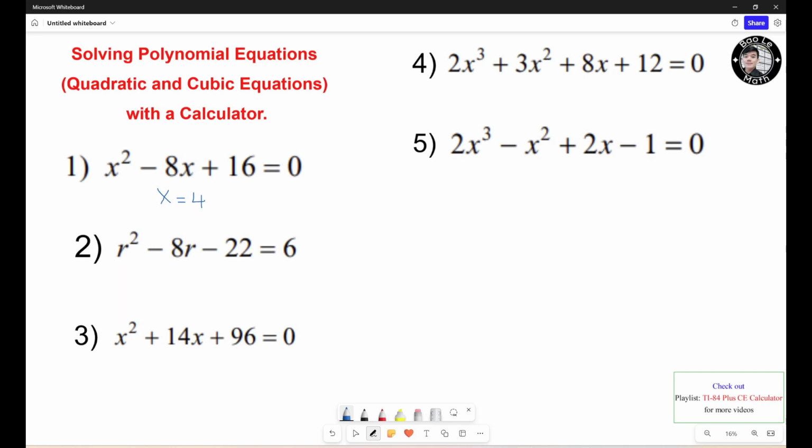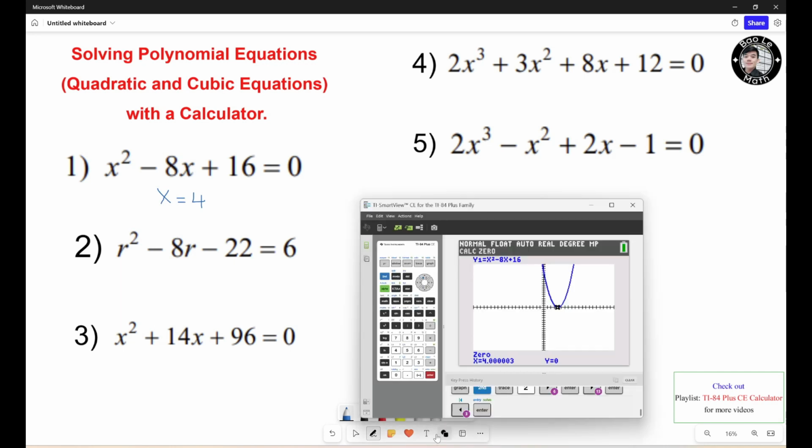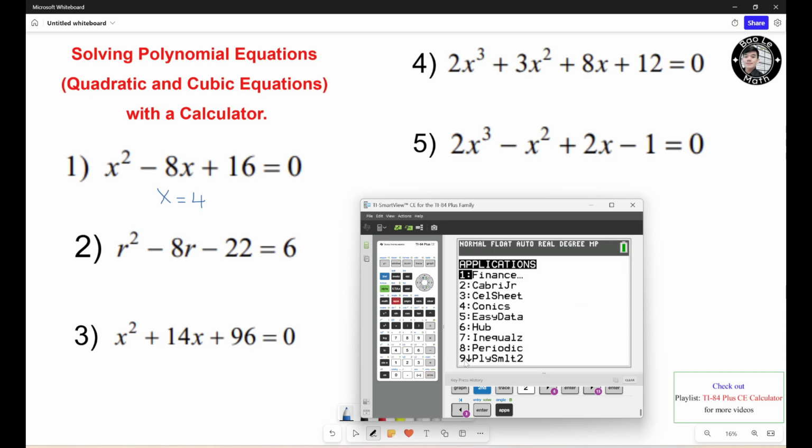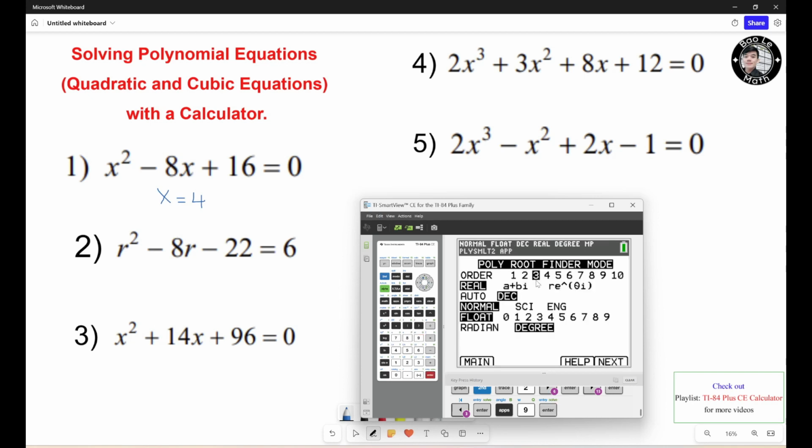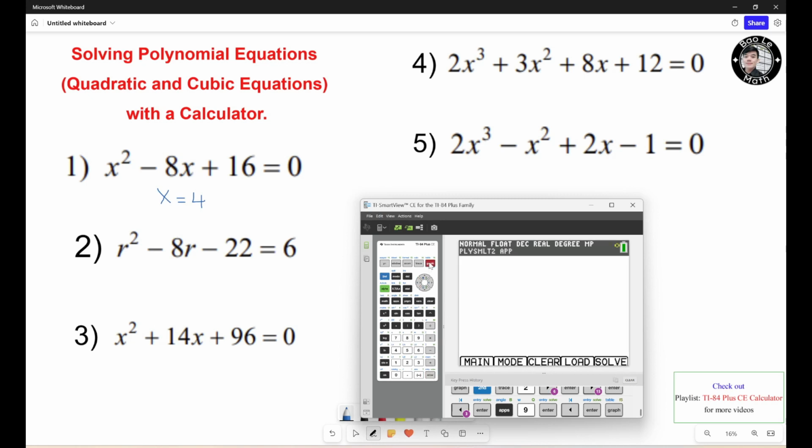Alright, now second method. You're gonna hit apps, go down to number 9. Hit number 1 right here, polynomial root finder. Now, since this is the quadratic equation, which means the order is 2. So you need to go to 2 right here. You hit enter. And then you hit next right here, which is graph.